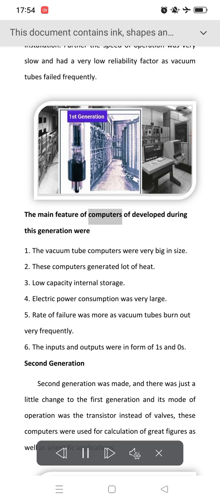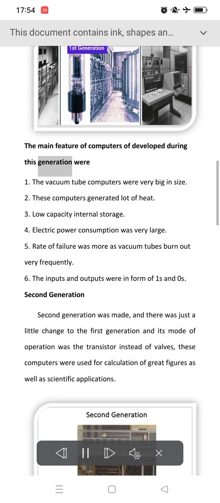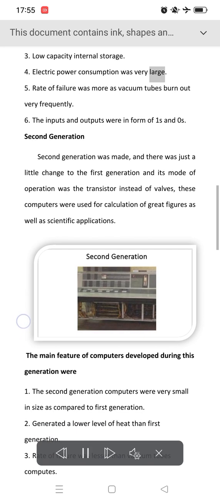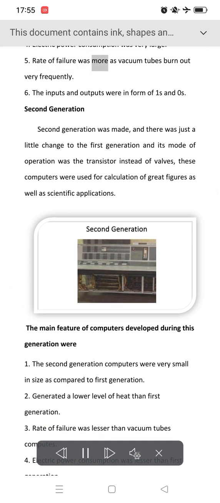The main features of computers developed during this generation were: the vacuum tube computers were very big in size. These computers generated a lot of heat. Low capacity internal storage. Electric power consumption was very large. Rate of failure was more as vacuum tubes burn out very frequently. The inputs and outputs were in form of ones and zeros.